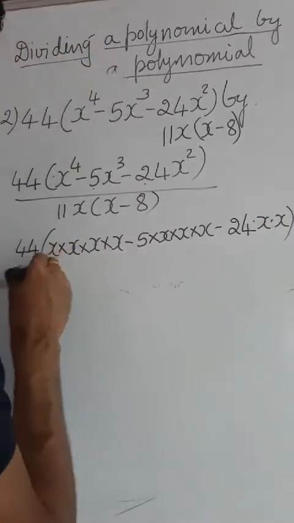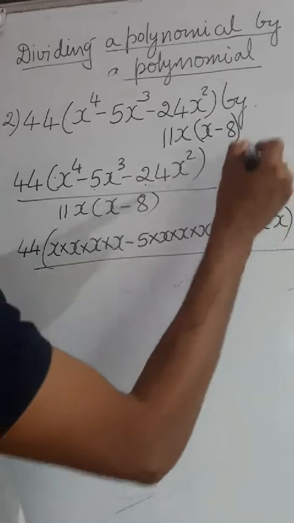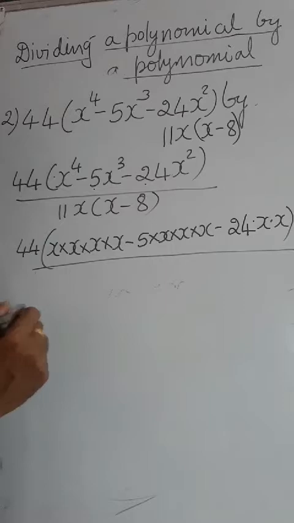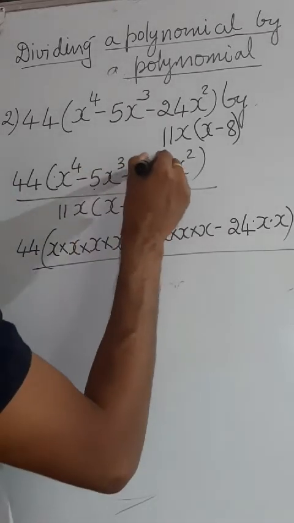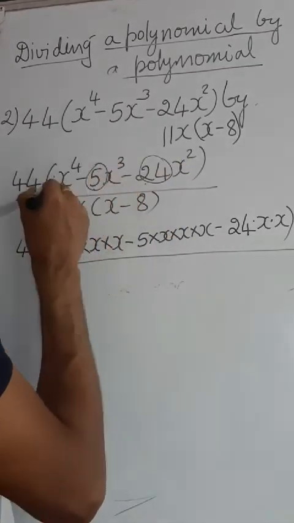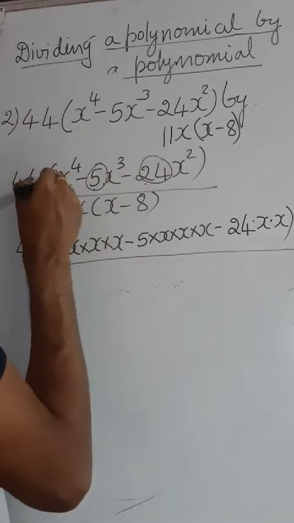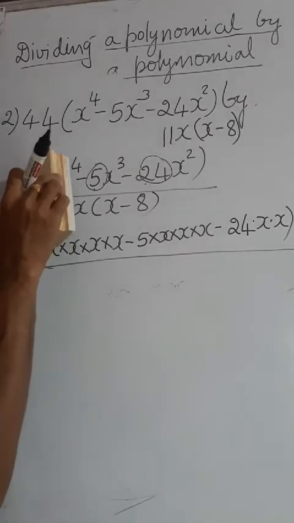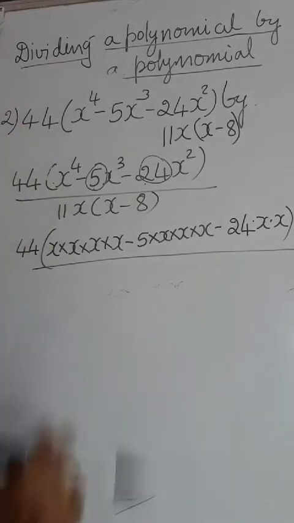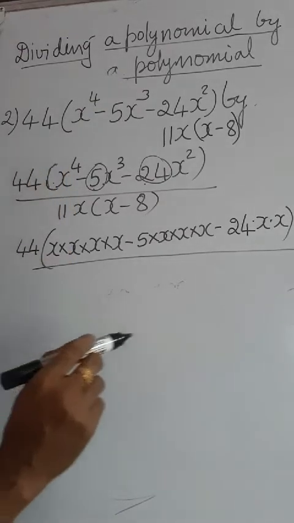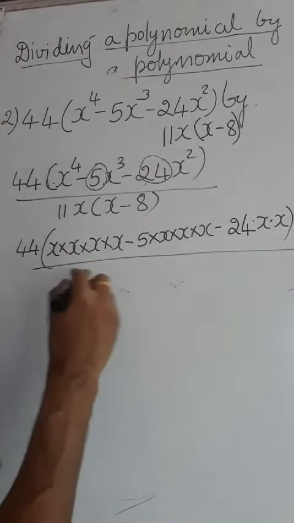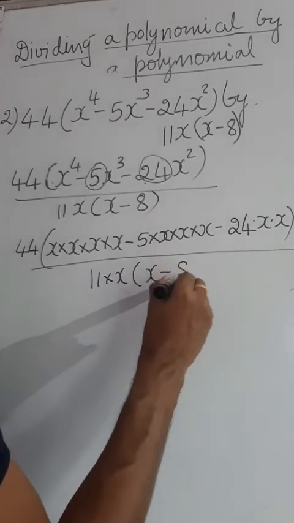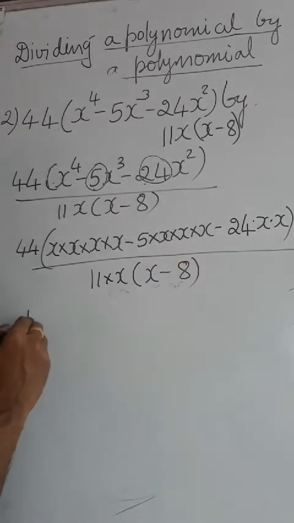One thing you need to understand, children: you may be surprised that 24 can be written as 2 into 3 into 2 into 2, so why has sir not written it? Because here a number is there, here a number is there, but what about this term? There is no number. That is why, when there is no common number in all three terms, there is no need to simplify the numbers. Okay, 11 into x, I write it as x minus 8.